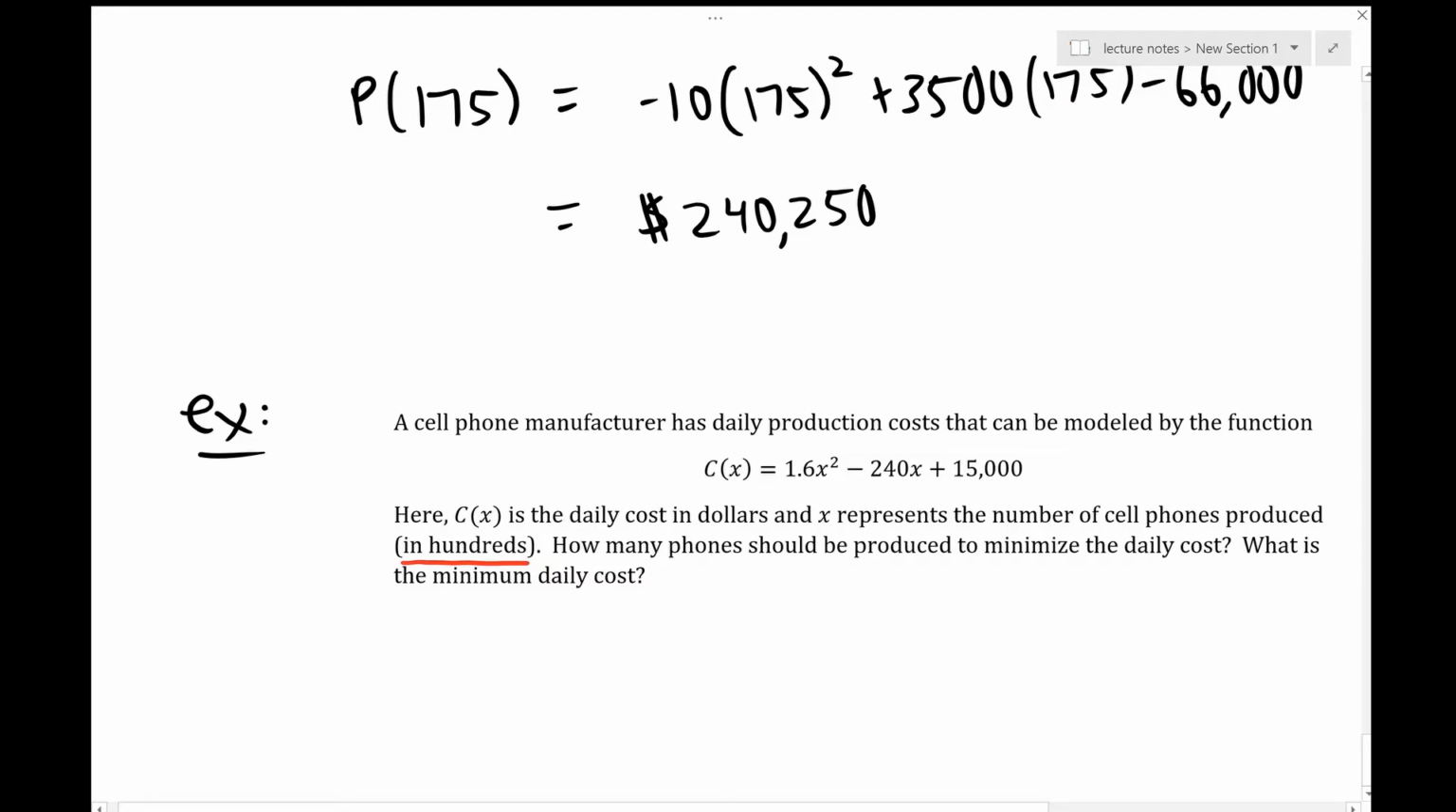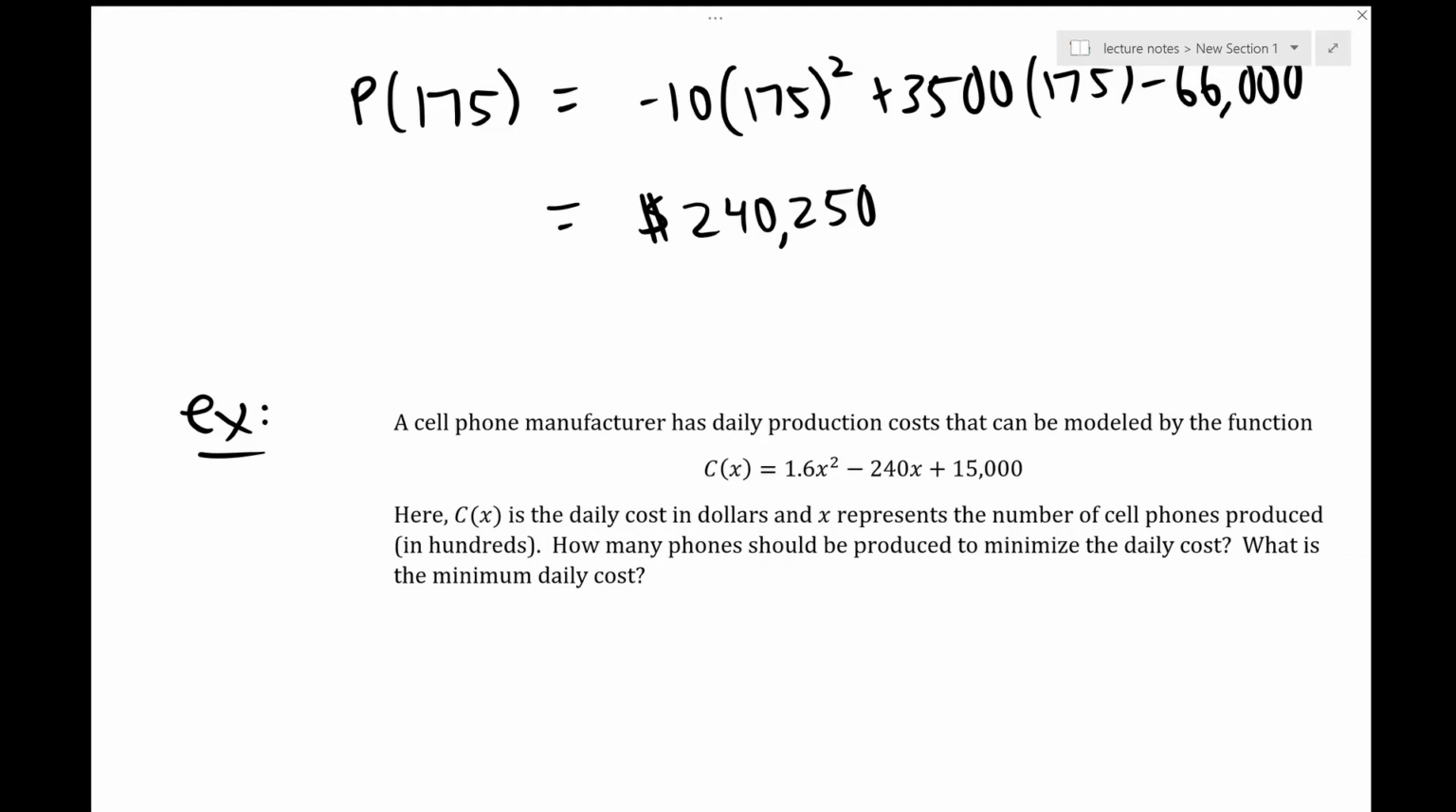Before I go further, I want to point out that the problem says in hundreds. What that means is that every x value that we get here would actually represent 100 cell phones. For instance, if we had x equals 1, that would actually represent 100 cell phones, not just one cell phone. Sometimes problems will contain language like that, so you want to make sure you understand what that means. Anyway, this question is also split into two parts. First of all, how many phones should be produced to minimize the daily cost? And also, what is the minimum daily cost?